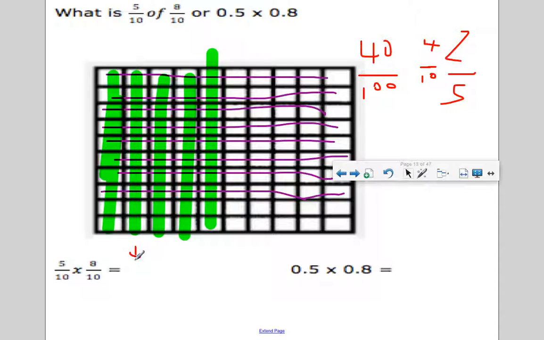You multiply the numerators across. Then you multiply the denominators across, 100. So 40/100 would simplify to 4/10 or 2/5.